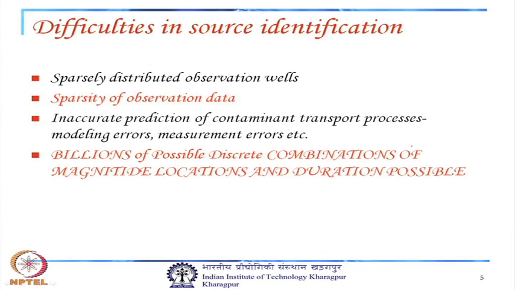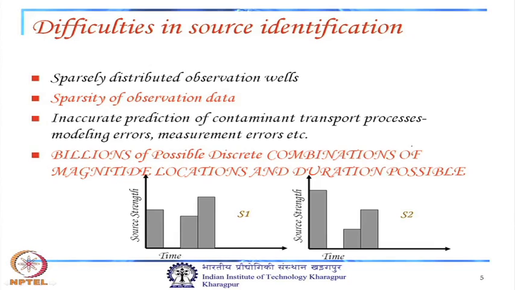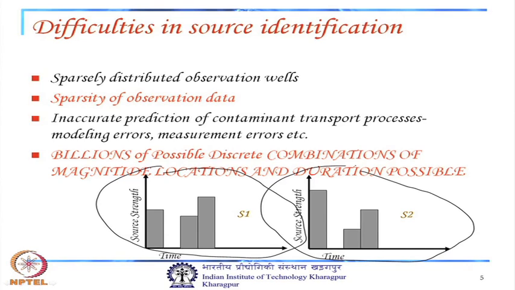So, it is important that a proper strategy should be followed for monitoring, otherwise there will be difficulties in identification of sources. So, we can have situations where, let us say this is first kind of combination. In our previous problem, we are having S1 and S2, these two are the sources. So, we have two things, that this kind of S1 combination and the second S2 combination may give the same results in the down gradient monitoring wells in terms of breakthrough curves.